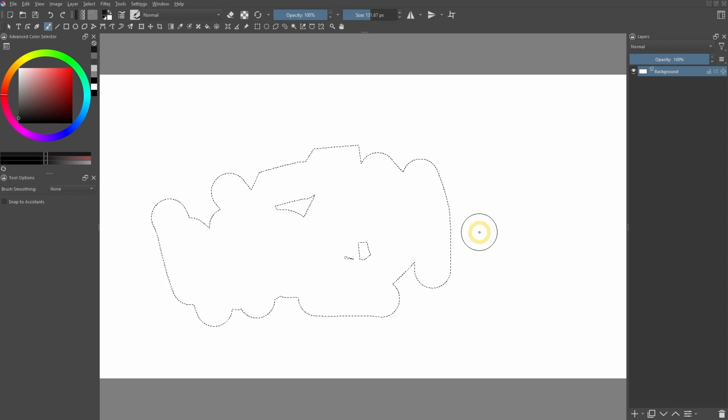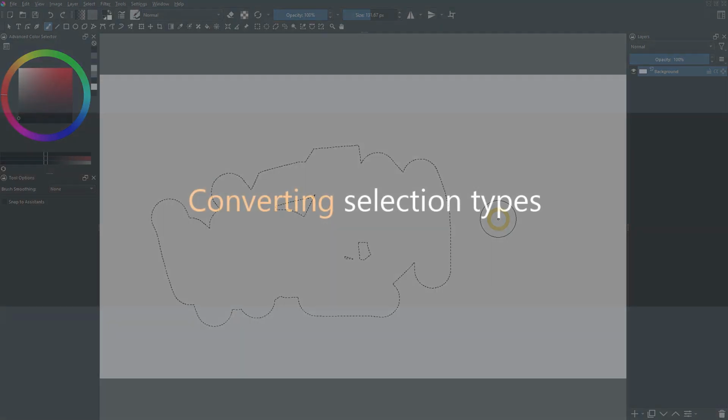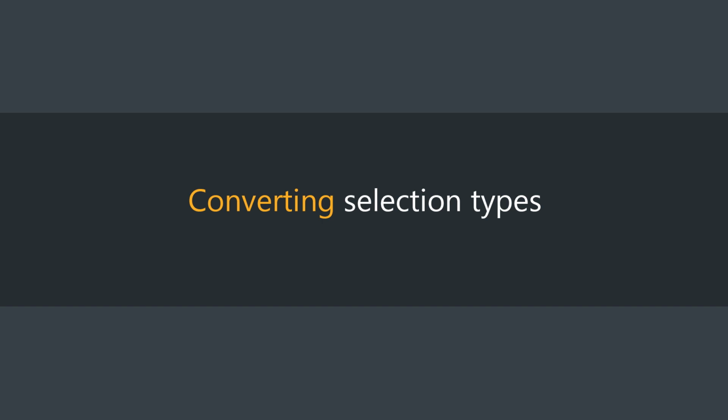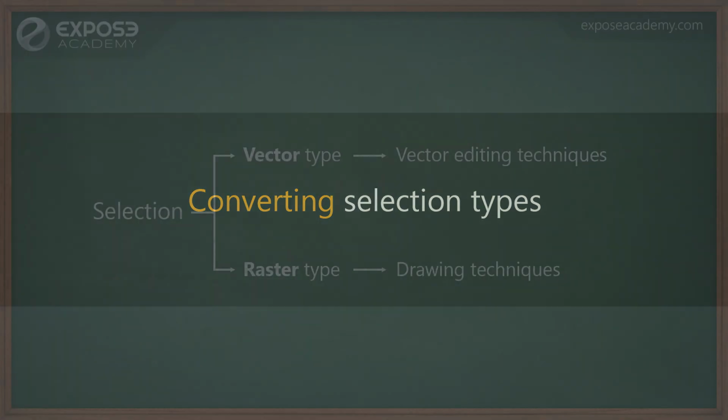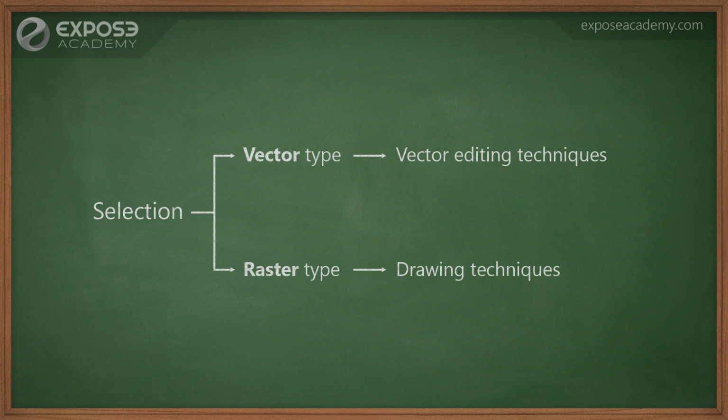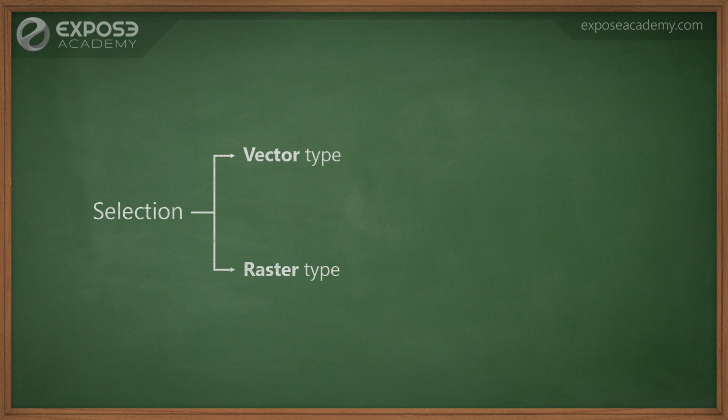There are still many techniques related to raster selection that we haven't covered in this video. But, at least with this video, you already know the basics, so you can experiment further. We already know that there are two types of selection in Krita, and have also covered the basics for editing each of them. What we haven't covered is that Krita also lets us convert back and forth between these two types. We can change the selection from vector to raster, or vice versa from raster type to vector type.